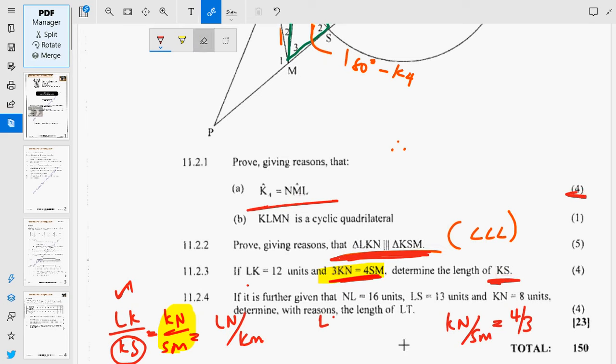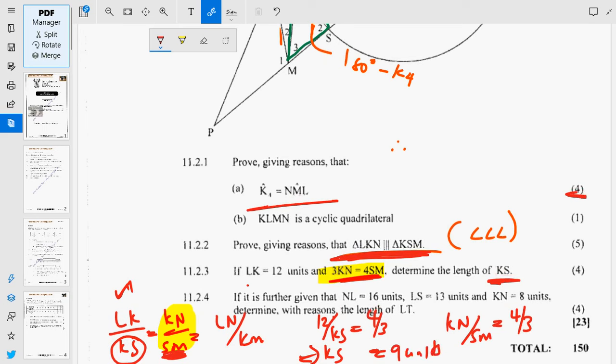So what I've actually got, I've got LK, which is 12. I'm looking for KS, but this ratio is equal to 4 over 3. Now, if you solve this simple equation, you're going to find your KS to be 9 units.